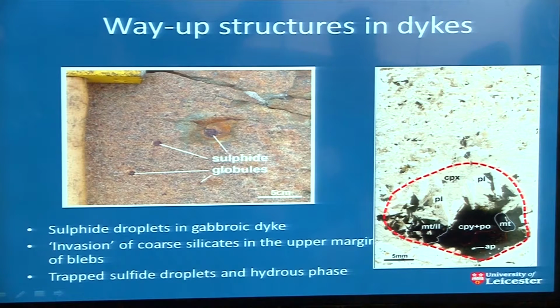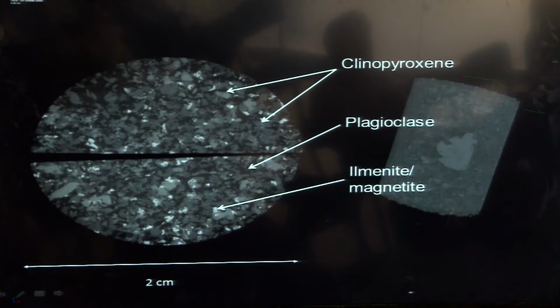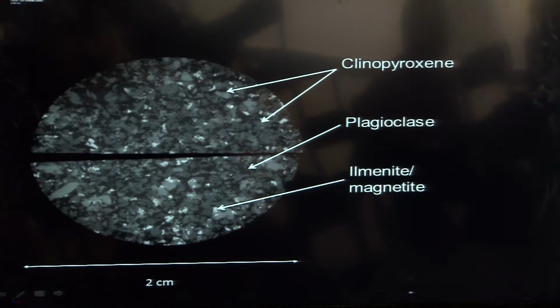We think the reason for that is that these are rounded sulfide droplets that get trapped, but attached to them they have a little hydrous bubble or a little droplet of hydrous melt, which when they trap they form these coarse-grained caps. So let's have a look at this. This is a little piece of core, a 2 centimeter core, and what we're looking at here is a slice through it.